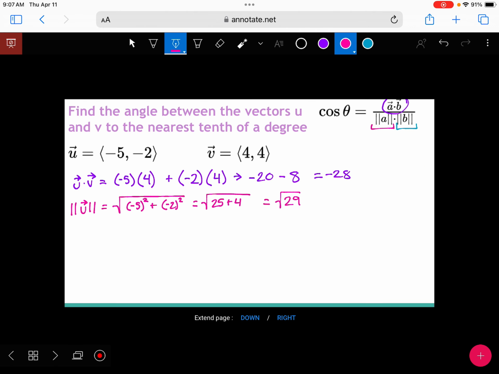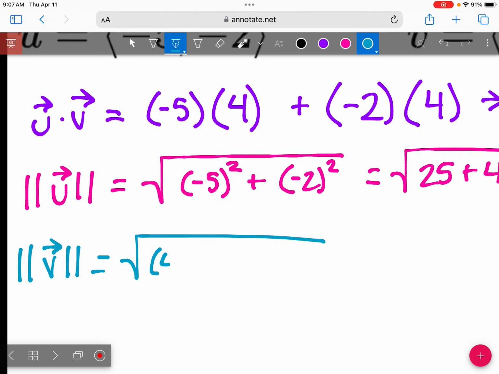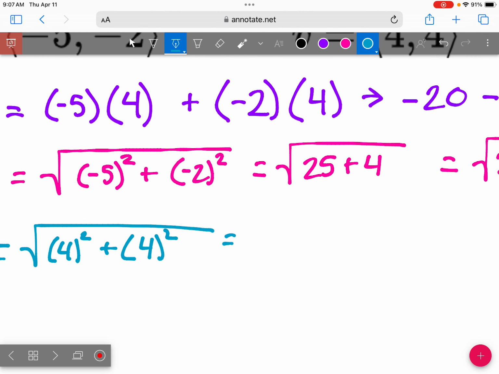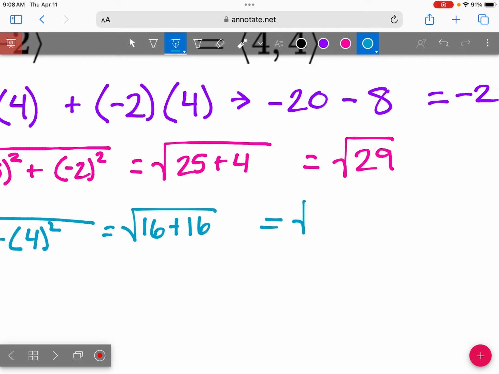Same thing for the magnitude of v. Same process. Our magnitude of vector v is the square root of 4 squared plus 4 squared. 16 plus 16. Square root of 32.